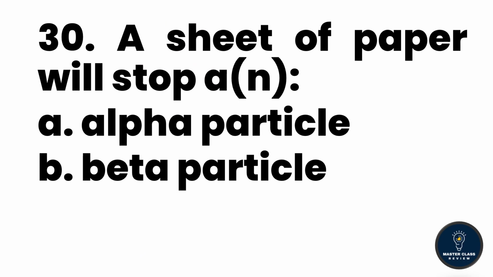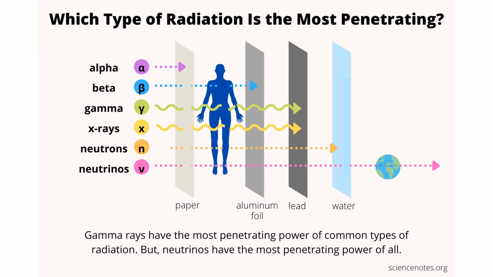And for the final question, a sheet of paper will stop a what? An alpha particle or a beta particle? The correct answer is letter A, an alpha particle. Check this diagram. The type of radioactivity with the least penetration power is alpha radiation. Due to their size and charge, alpha particles are easily stopped by even thin barriers and have the least penetrating power among the 3 common types of radioactivity.